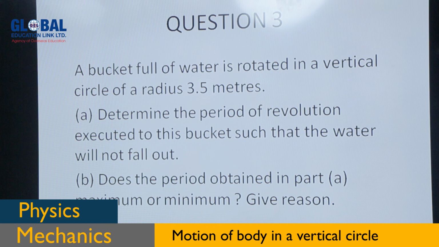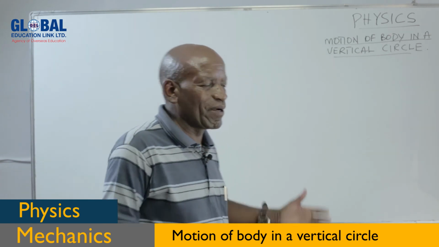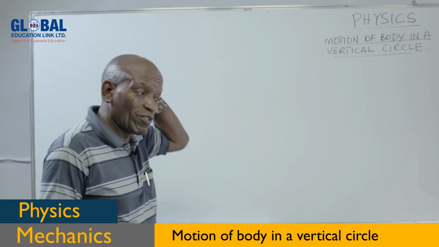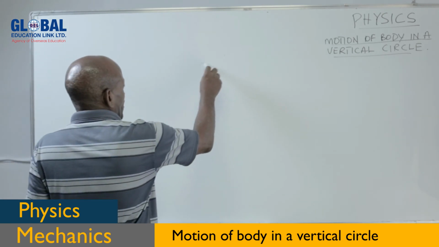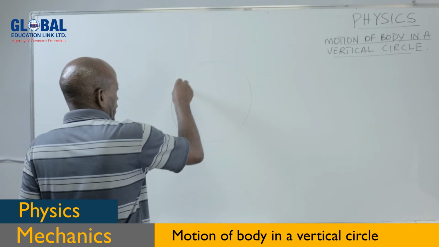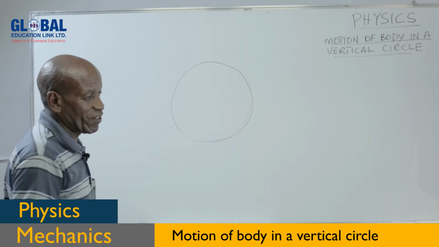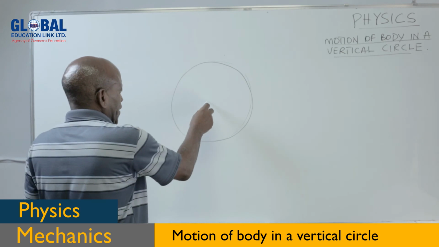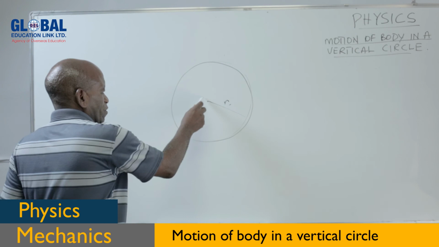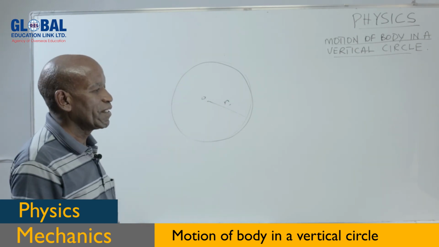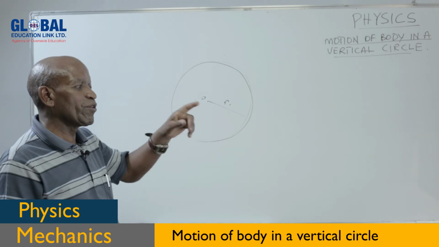Give reasons. You might fail to start somewhere, but I could give you something which you need to understand. If that is the bucket, which is moved in a vertical circle of radius R from the center, you need to determine the period of revolution such that the water will not fall out.